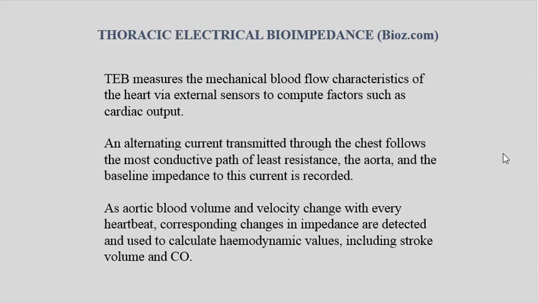The system works by transmitting an alternating current through the chest. And this alternating current follows the path of least resistance, as you expect, which happens to be a conveniently placed aorta with a highly conductive moving fluid. And the baseline impedance to this current is recorded. Now, impedance is simply, in simplistic terms, resistance. It's a resistance to flow, but it's a little bit more specific than that.